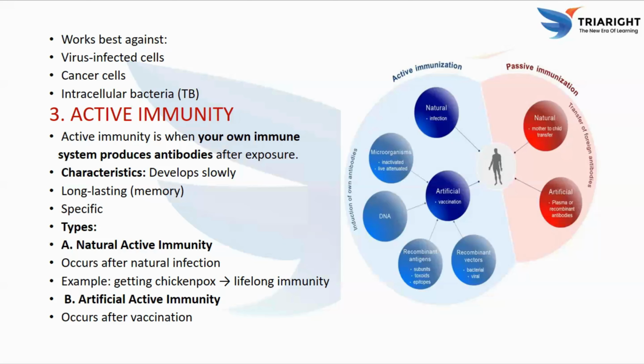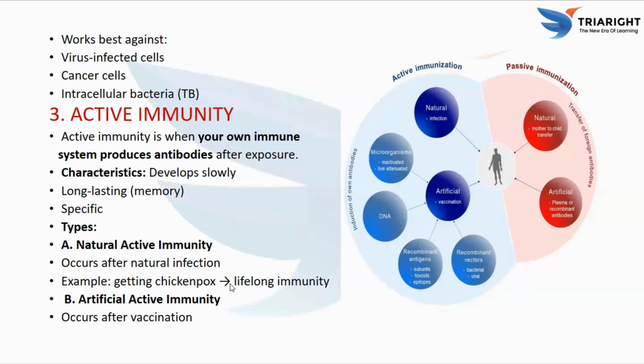And as well, this active immunity is highly specific. The immune response targets a particular antigen. So what is an example? Antibodies made against measles won't protect against dengue, right? Each immune response targets a particular antigen. So there are types of active immunity: natural active immunity and artificial active immunity.